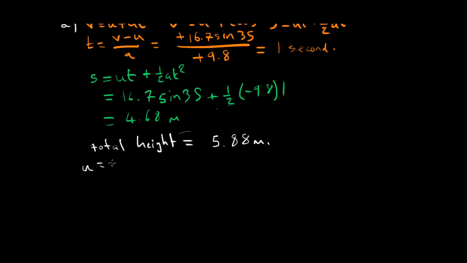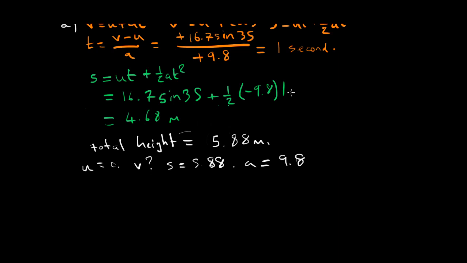at the very top, so that's 0. Final velocity we don't know. Distance to travel is 5.88. Acceleration is positive 9.8, because now it's going in the same direction as our velocity, so we should see it help it to accelerate. And the time is what we're trying to find out. We know it took 1 second for the time up, and now we want the time to come back down.